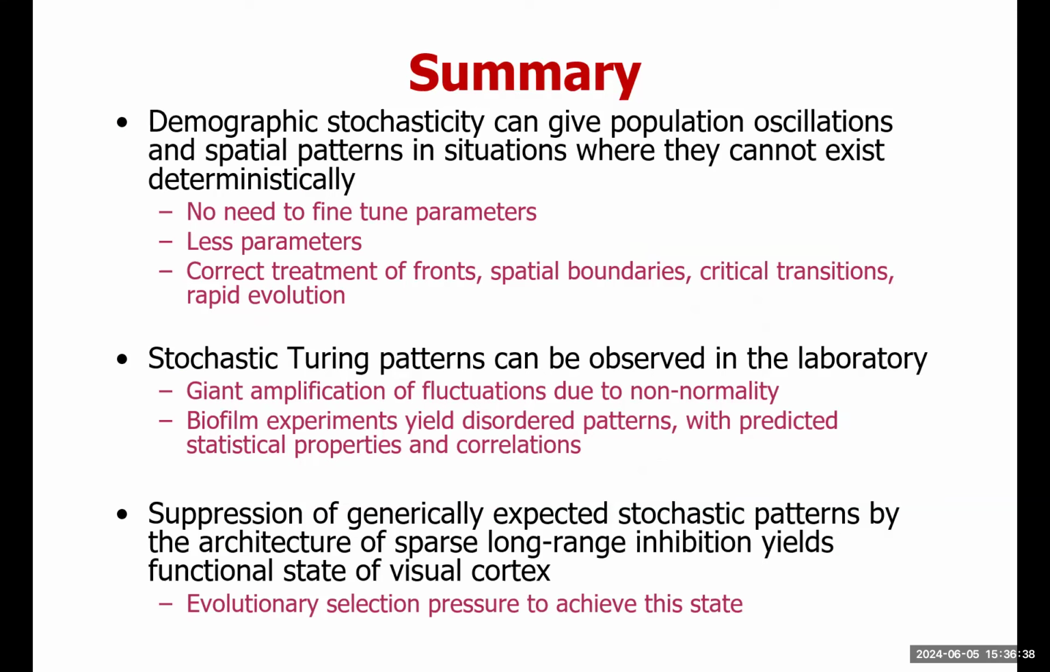Okay, so what have I told you? That stochasticity can give population oscillations and spatial patterns in situations where they cannot exist deterministically. You don't need to fine-tune the parameters, there are fewer parameters, and it gives you a correct treatment of fronts, spatial boundaries, critical transitions, and rapid evolution. Stochastic Turing patterns can be observed in the laboratory, and the suppression of generically expected stochastic patterns by the architectural sparse long-range inhibition yields the functional state of the visual cortex. And so there is an evolutionary selection pressure in achieving this state.